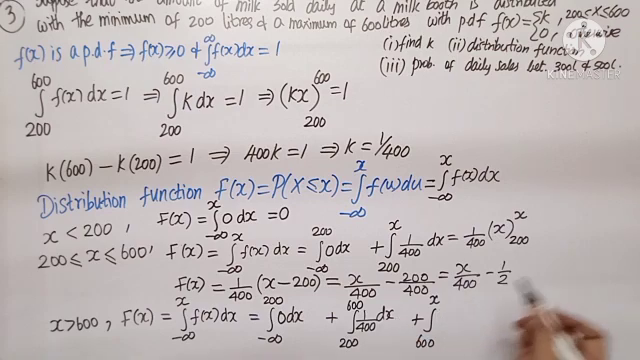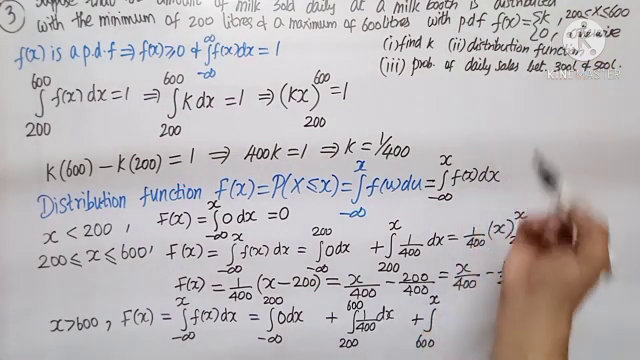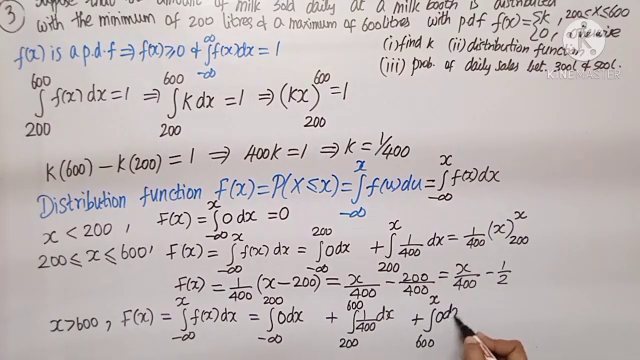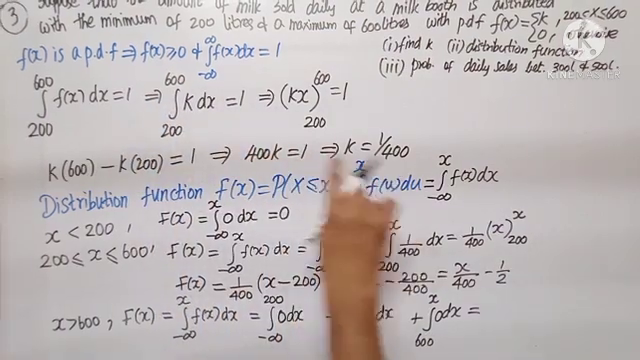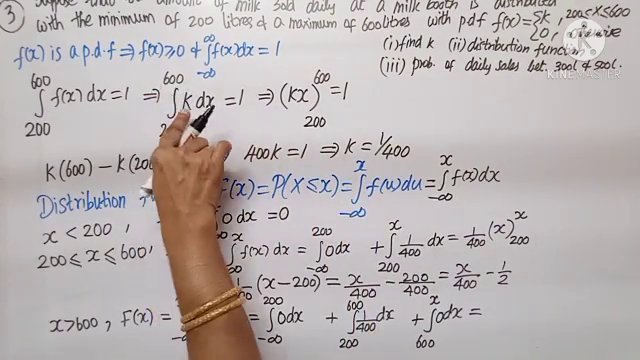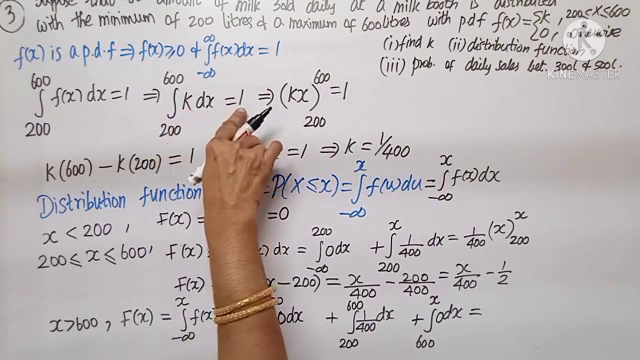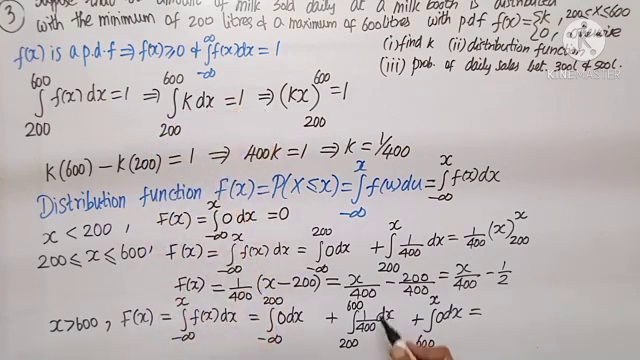600 to x, above 600 also 0. So, 0 when I integrate 0. So, omit this, omit this. 200 to 600, 1 by 400 dx only we did here. 200 to 600, k value 1 by 400. My answer is 1. So, this will give rise to 1.